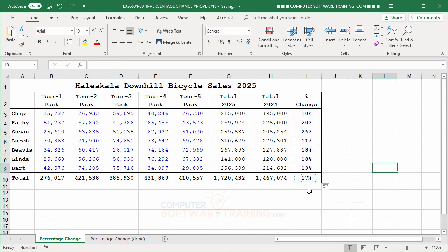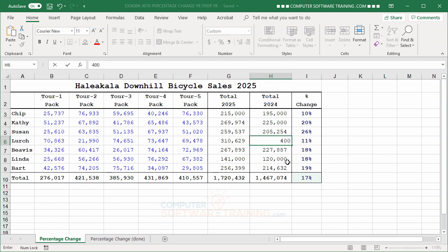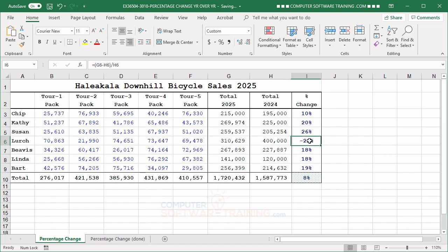So the company overall did 17% better year over year, but you can see how everybody else did here. Now, let's just say that it turns out that last year, Lurch actually did, I don't know, 400,000, right? So we go and change that last year number to 400,000, enter that in, and look at that. So there you go. So Lurch was down 22% year over year. That really drug down the company as well, see?